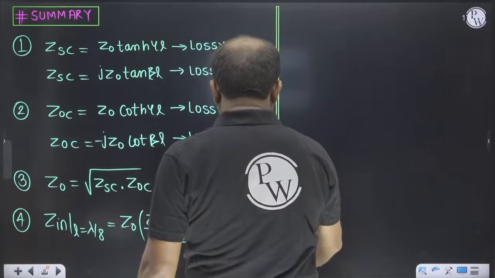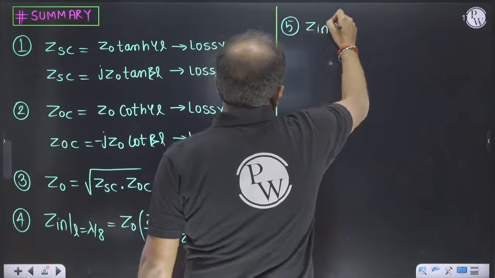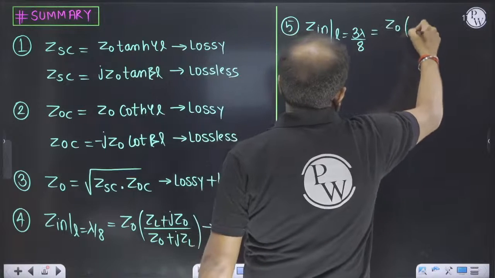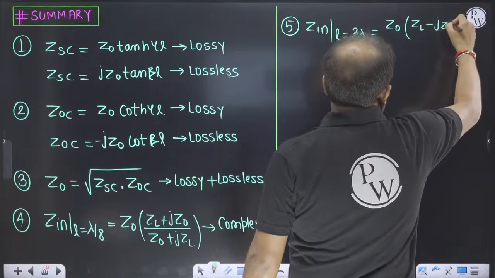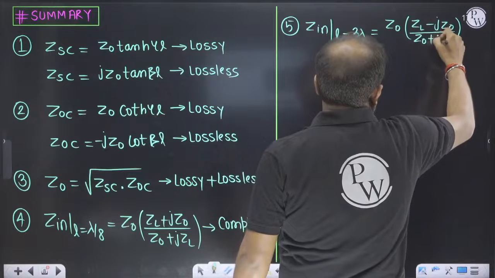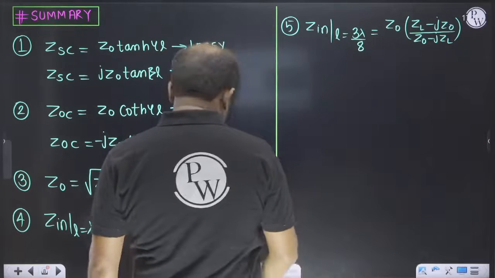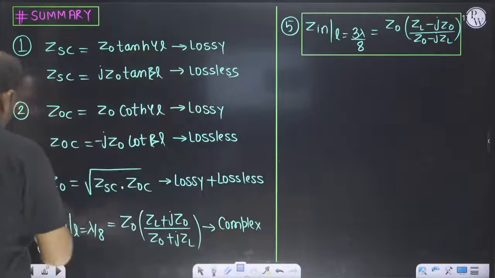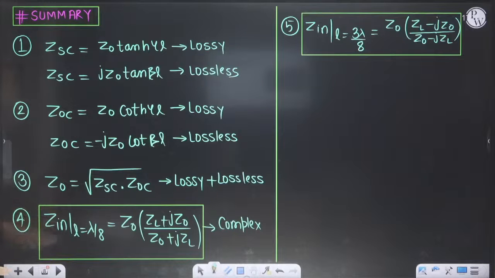Then we have length 3 lambda by 8. At 3 lambda by 8, Zin will be equal to Z0 (ZL minus jZ0) divided by (Z0 minus jZL). This is the formula for length 3 lambda by 8. We have to remember this formula. They may ask the question directly.